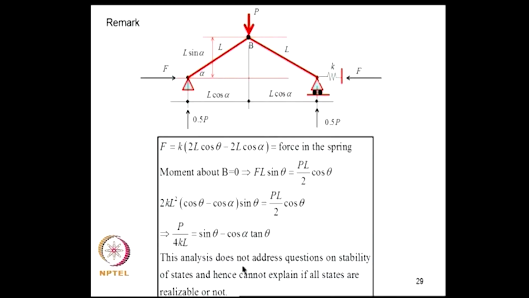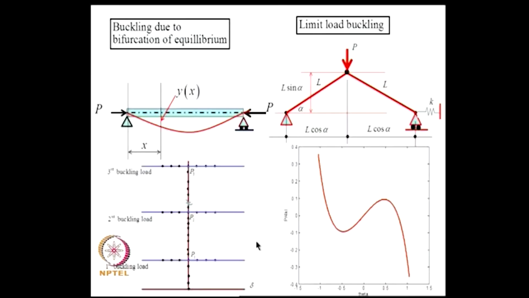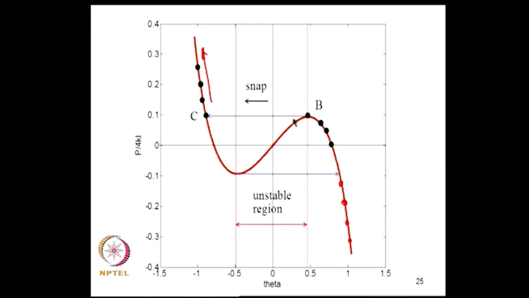But this analysis does not address the questions on stability of states and hence cannot explain if all states are realizable or not. You will get this graph, and if you plot it, you will get a curve like this, but you will not know whether this path is realizable or not. Okay. And also there will be a problem here if you consider this value of P.